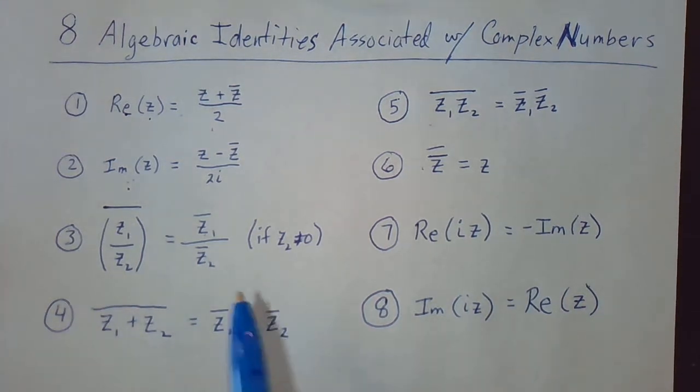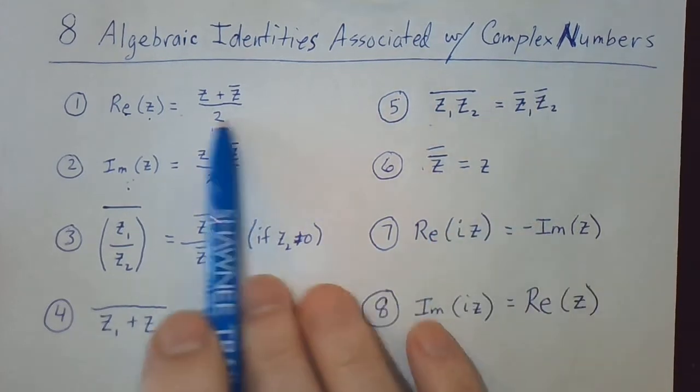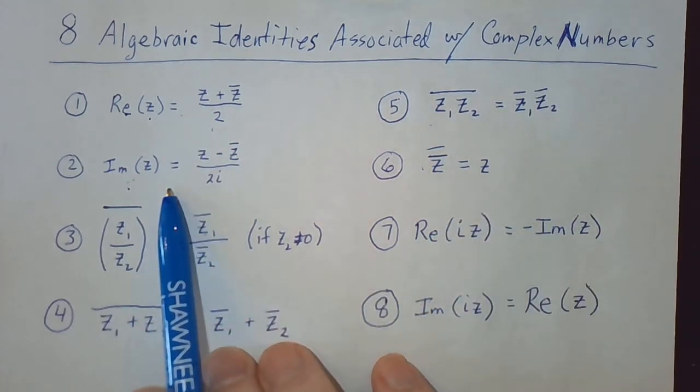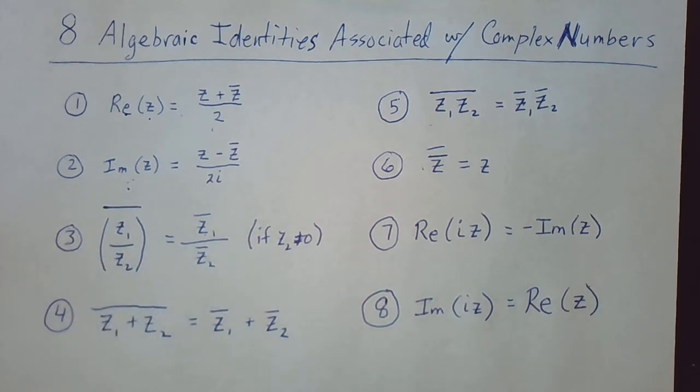We are proving 8 algebraic identities associated with complex numbers. We've already done 1 and 2 in a previous video, so in this video we're going to do identity 3 and 4. I think we'll do 4 first since it's significantly easier.